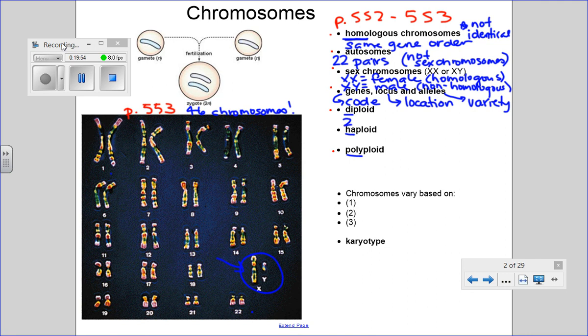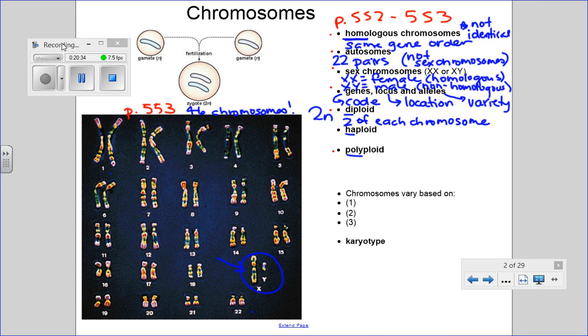Di means 2. So diploid refers to an organism that has 2 of each chromosome. So the part of the word that says ploid is talking about chromosomes and how many of them we have. The way that we would represent diploid would be 2n, sort of a little math notation. The little n would represent the number of chromosomes, and the 2 would be saying, I have 2 of each of them.